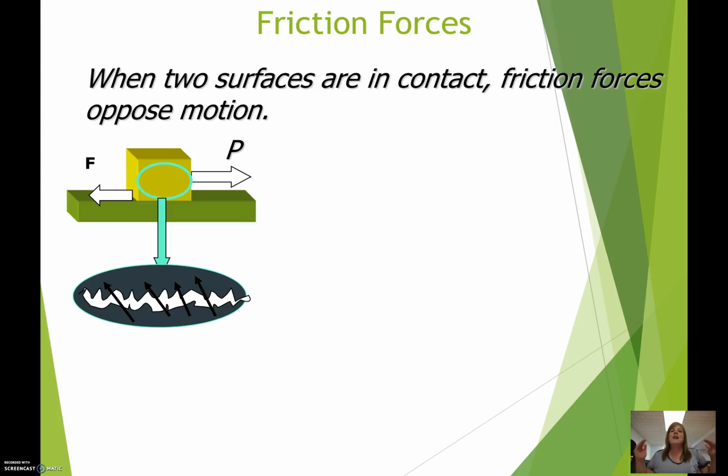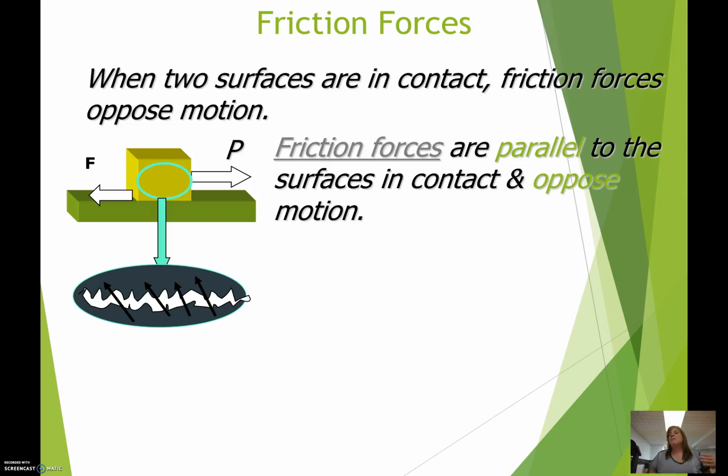Anytime objects are in contact with each other, so when they're on a surface and they're trying to move against that surface, there's a frictional force that opposes that motion. And the reason for that is, if we could get a microscope and take a look at the surface, we'll see that the surface isn't perfectly smooth. In fact, there are little pockets, and those pockets kind of rub against each other and catch each other, and so it prevents the object from moving smoothly.